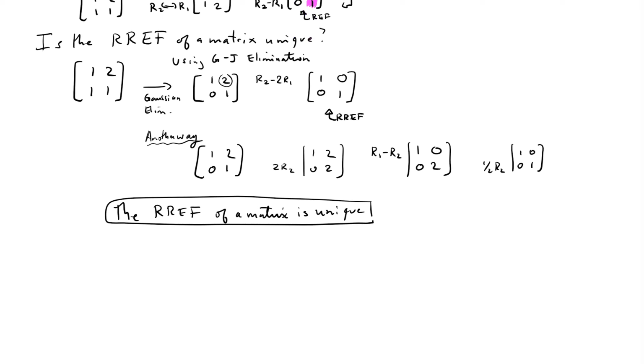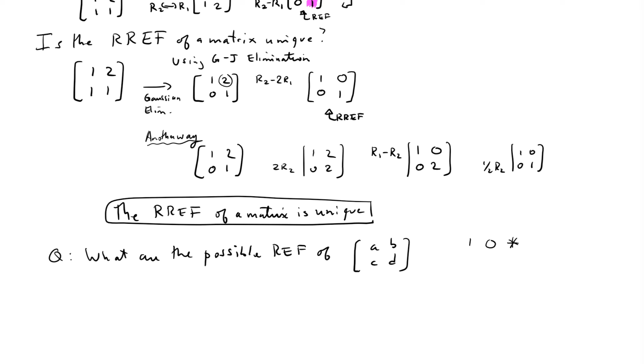So let's take a look at a simple question. What are the possible row echelon forms of the matrix A, B, C, D? This is an arbitrary 2x2 matrix, and I want to know what the possible row echelon forms of that matrix are. You'll probably want to put 1 somewhere, 1 somewhere, 0 somewhere, and numbers that could be anything, so you'll put stars for those. Try to answer that question and come back.